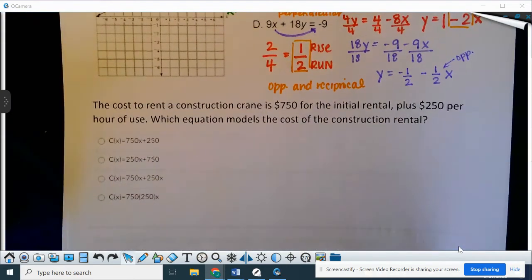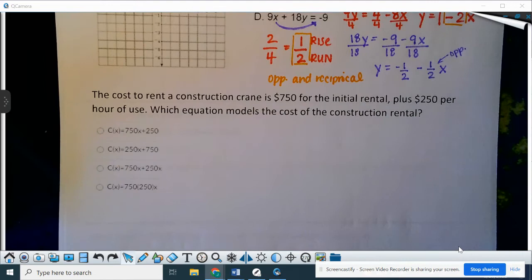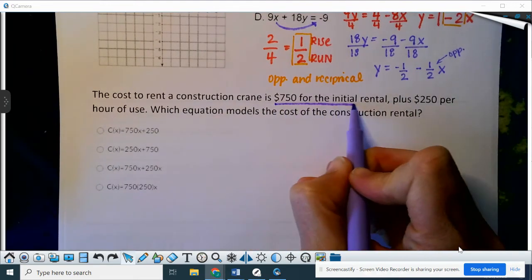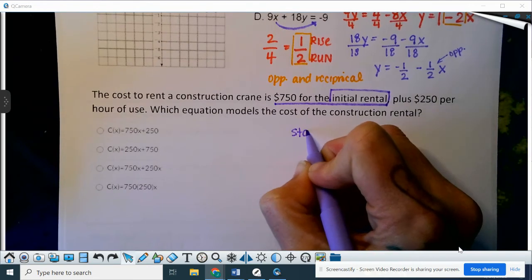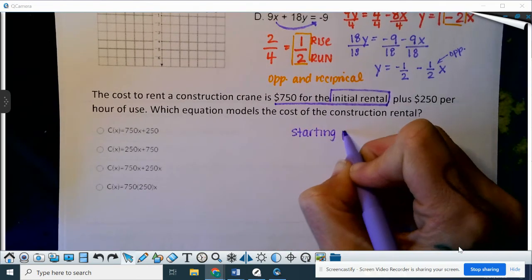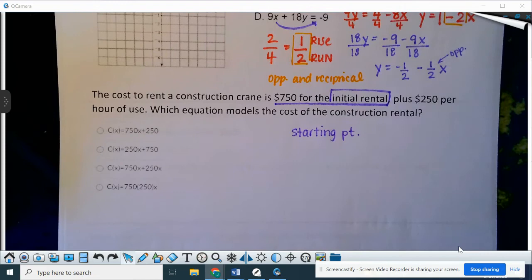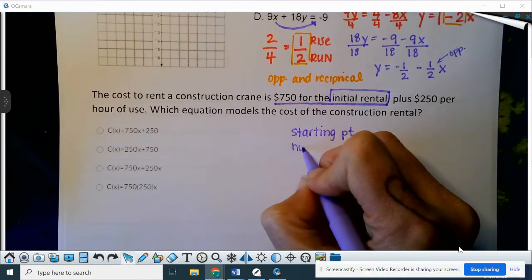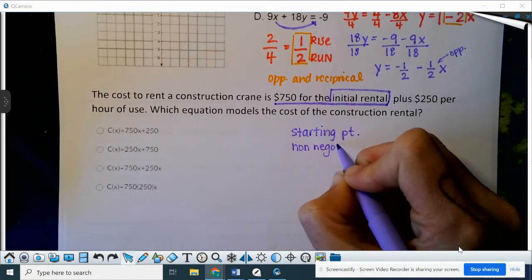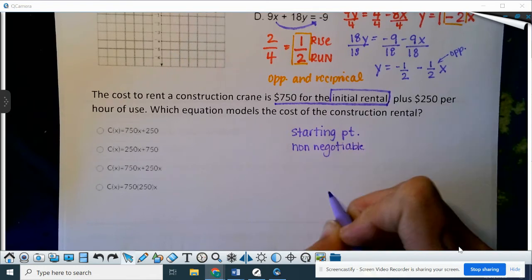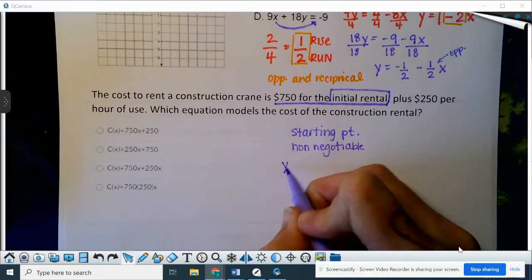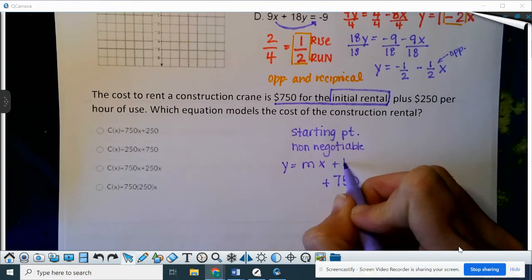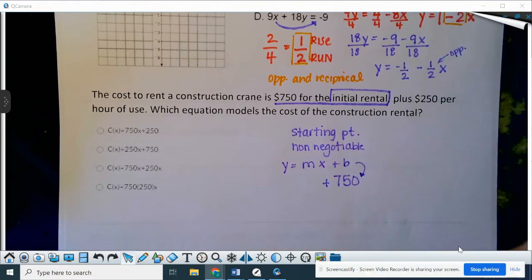The cost to rent a construction crane is $750 for the initial rental. Initial rental. That means that's going to be our starting point, right? Starting point. So again, remember, initial rental is a non-negotiable. You're going to pay it no matter what. So that's our B value. So plus 750. And we're thinking y equals mx plus b. So that's our B value for sure.